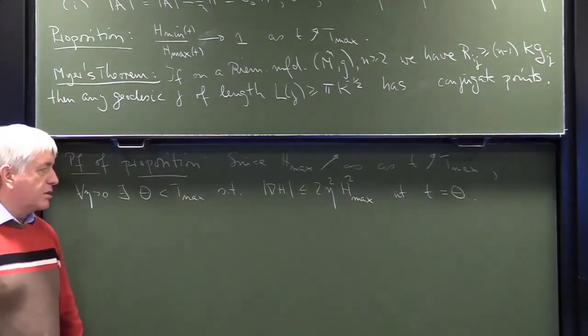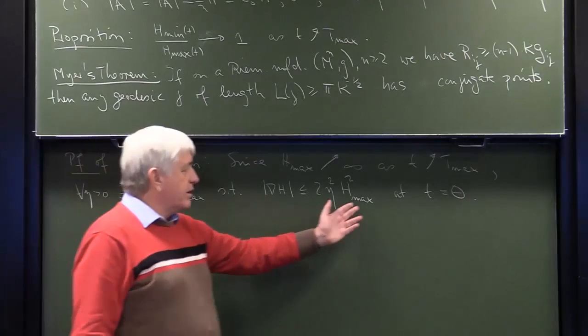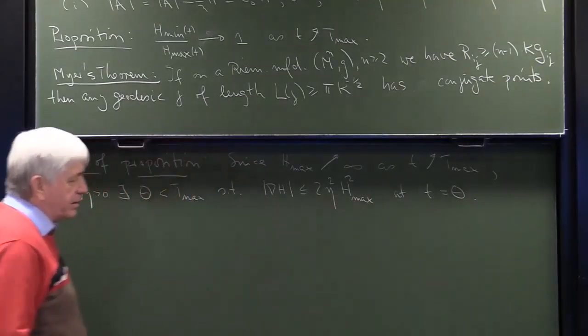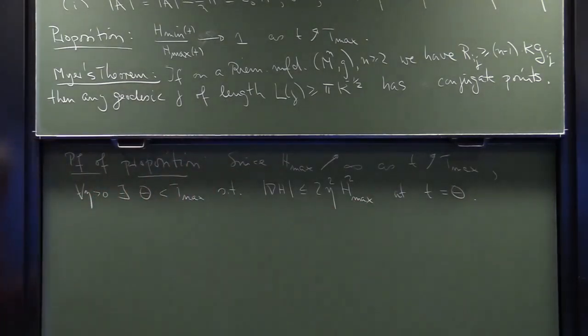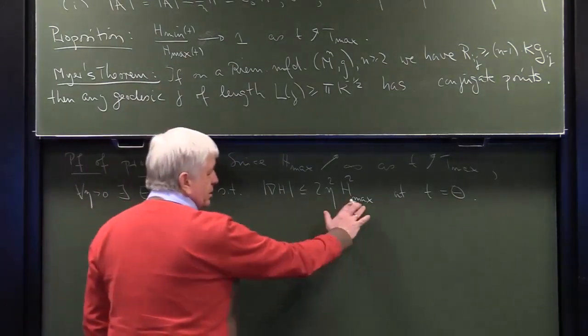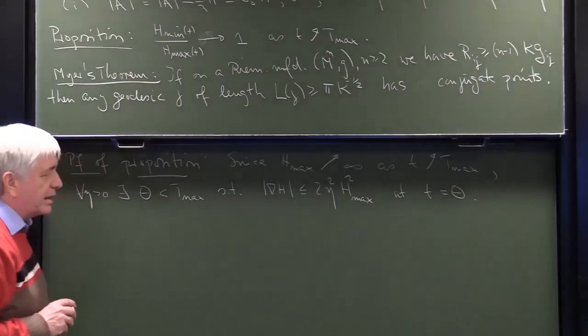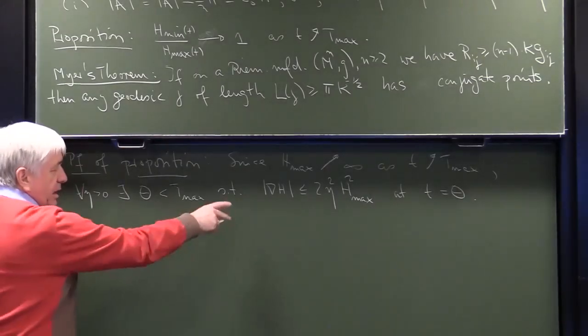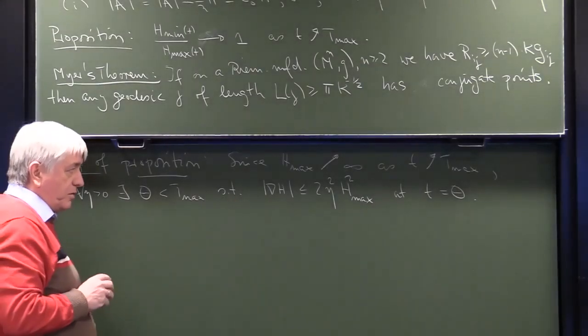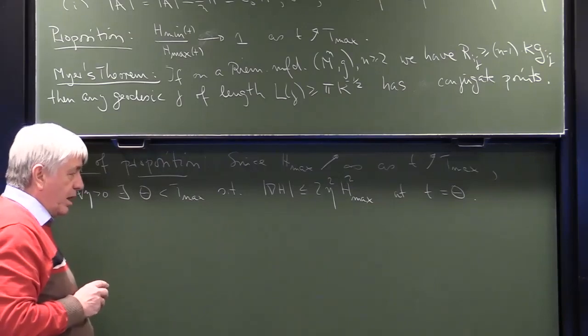So the second term in the inequality for the gradient of the mean curvature becomes irrelevant at times close to the final time, with respect to the maximum curvature, which goes to infinity.